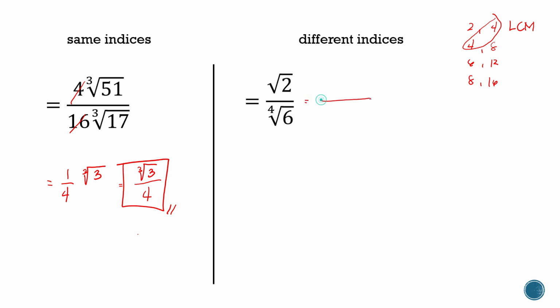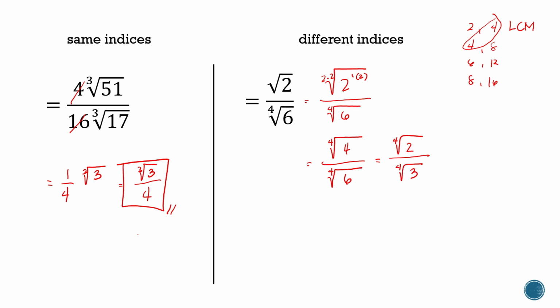So that means in the denominator we will keep that because the index is already 4. But in the numerator we need to multiply the index by 2, so that it will be equal to 4, and also the exponent of 2, which is 1, we need to multiply that by 2. So now that will be equal to the fourth root of 2 raised to 2, which is 4, over the fourth root of 6. Now since the indices are the same, we can simplify 4 over 6, and that's just the same as the fourth root of 2 over the fourth root of 3.